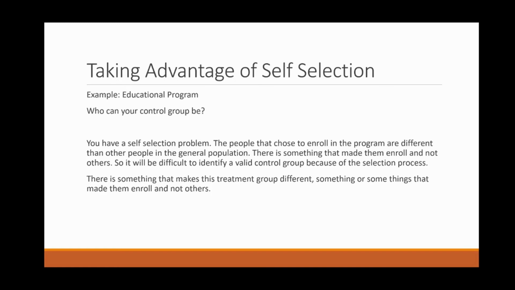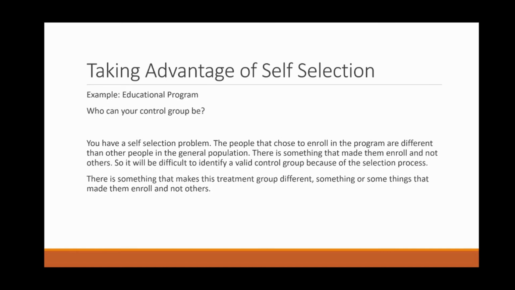We know that if we compared the people that received the training program to people that didn't, there would be a self-selection bias. There's some reason why those people availed themselves of the training program and the ones that did not, did not. That's a self-selection problem, and it arises because people can choose to enroll in the program or not. Whatever causes people to choose to enroll is going to make them different from the general population, and so it'll be difficult to identify a valid control group because of the selection process. There's something, or some collection of things, that makes this treatment group enroll and others not. That's the self-selection process.